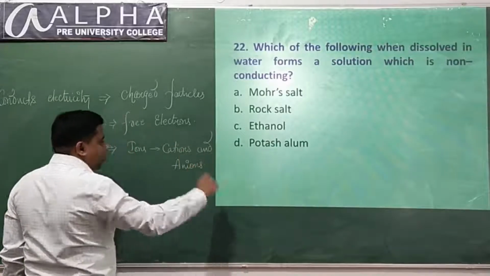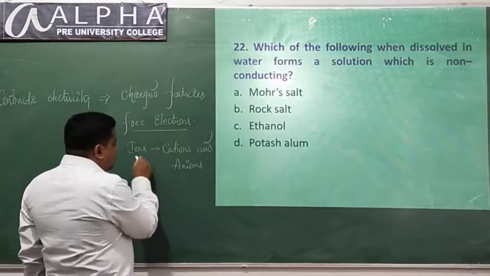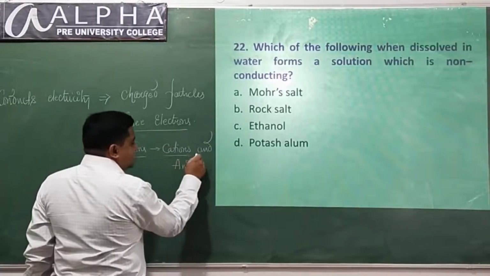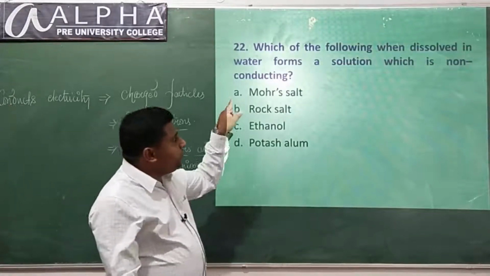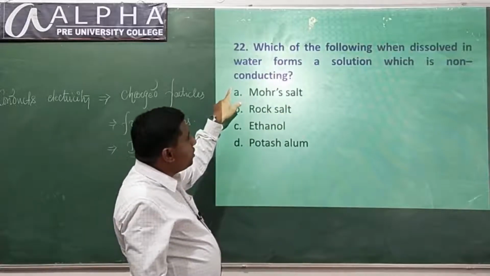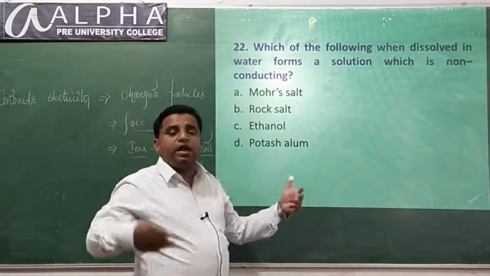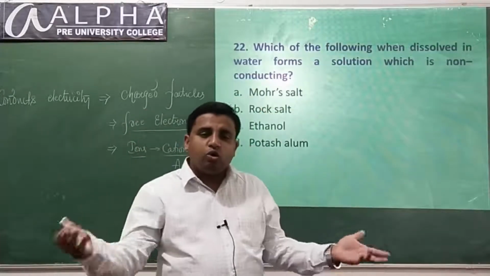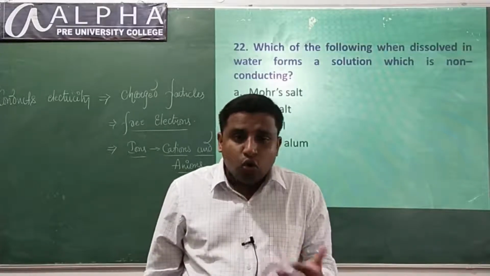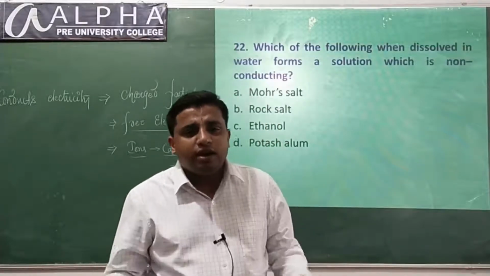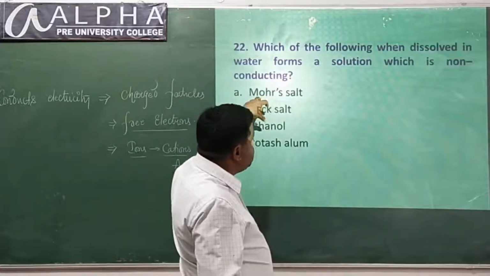Cations and anions. The charged particles may be free electrons, or the charged particles may be ions, in the sense cations and anions. So the question is, which of the following, when dissolved in water, forms a solution which is non-conducting? Non-conducting means there are no charged particles. If there are no charged particles, the solution is non-conducting, as simple as that. Now, when you have to dissolve this substance in water.